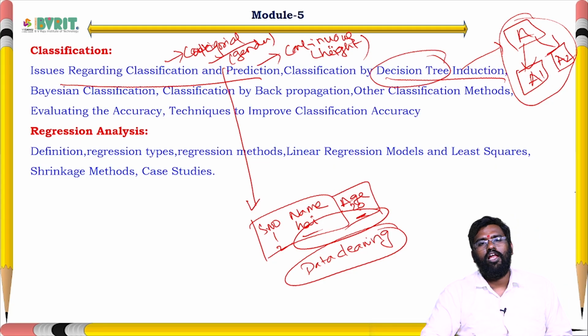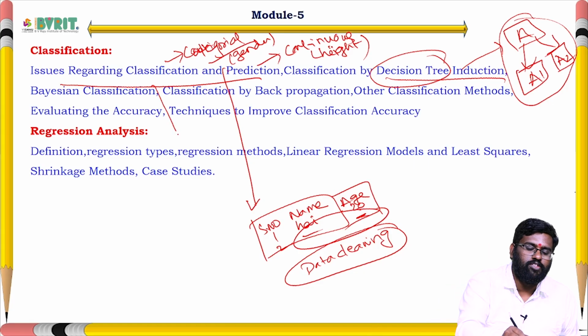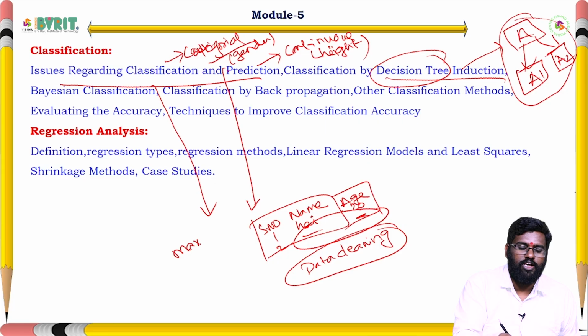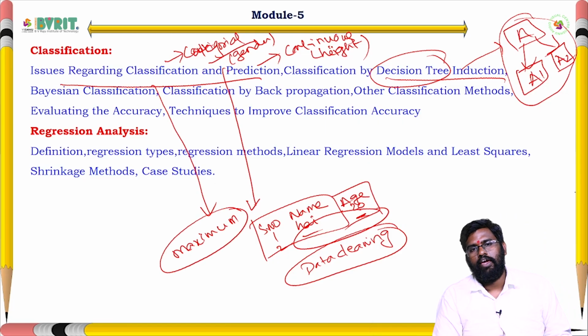Now, Bayesian classification is used to implement the naive Bayes classifier. Mainly the assumption is the maximum number of classification types. It may be probability, say yes or no.